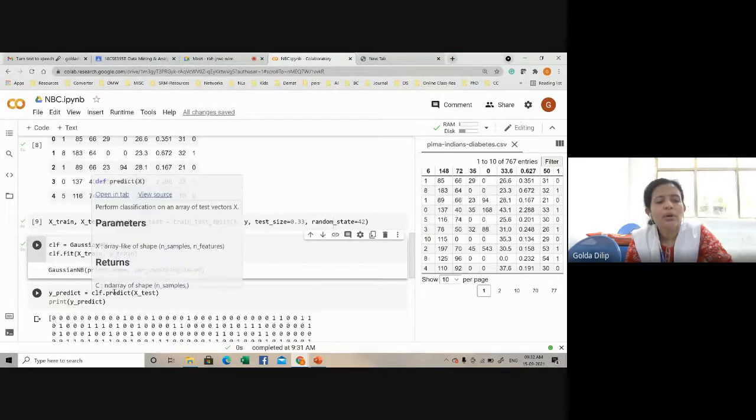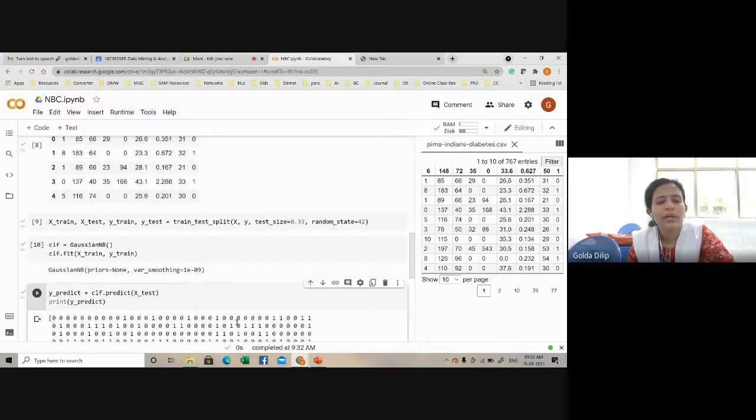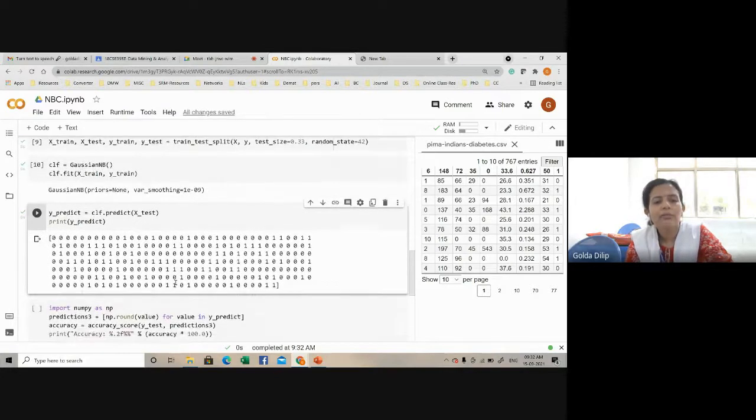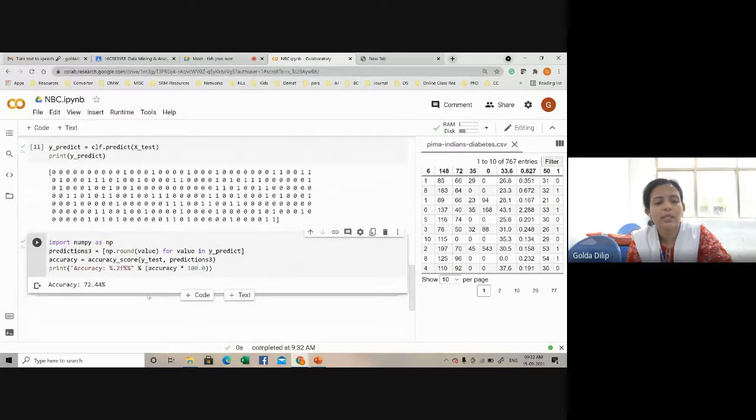Now, using the test data, you are trying to make predictions from the given sample. And finally, you test the accuracy. You see that around 73% of the test cases are predicted successfully. Your naive Bayesian classifier has predicted 73% of the test cases successfully.